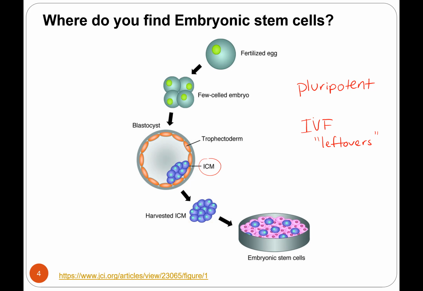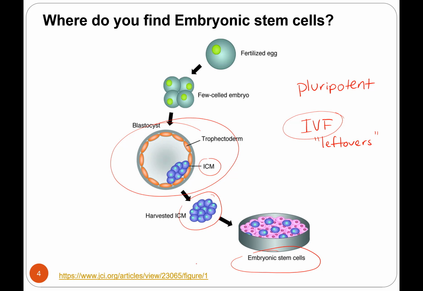Okay, so if people are going through in vitro fertilization, a lot of times they will make maybe 10 or 20 embryos. And then they implant a few of those embryos to try to make a pregnancy happen. So there are lots of these little blastocysts left over from in vitro fertilization that people can then donate to science, and we have these embryonic stem cells.